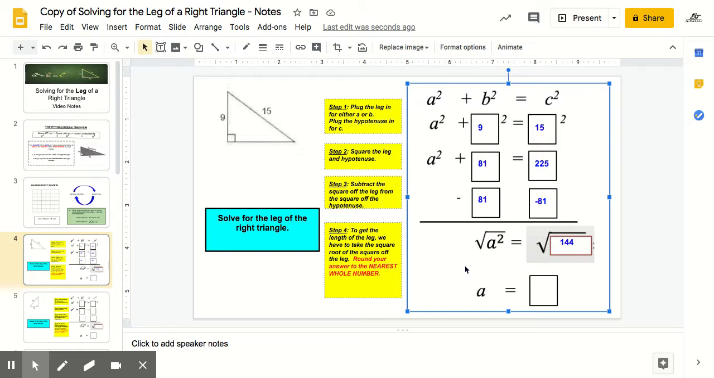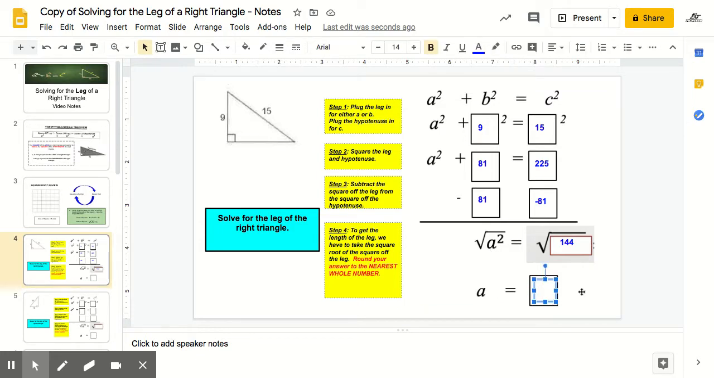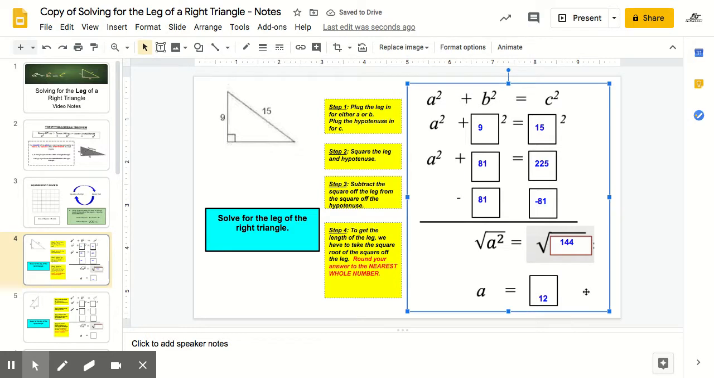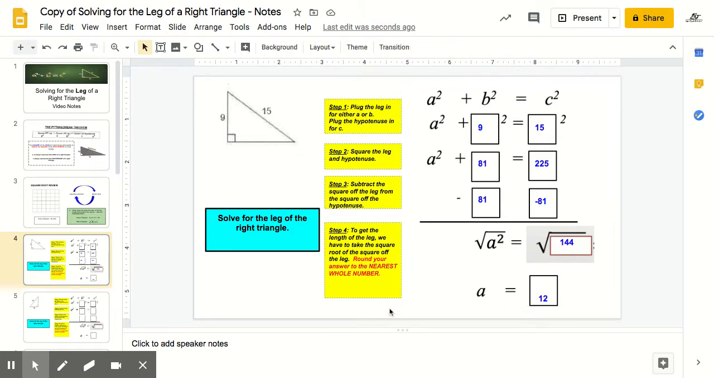So I'm going to take the square root of a squared. The square root of a squared is simply a, because a times a is going to be equal to a squared. Remember from our unit on exponents. So the square root and the square cancel each other out, so I'm just left with a. Now I have to take the square root of 144. Well, the square root of 144 is 12. So we get a is equal to 12. Okay, so that tells me that the length of this leg of the triangle is equal to 12.